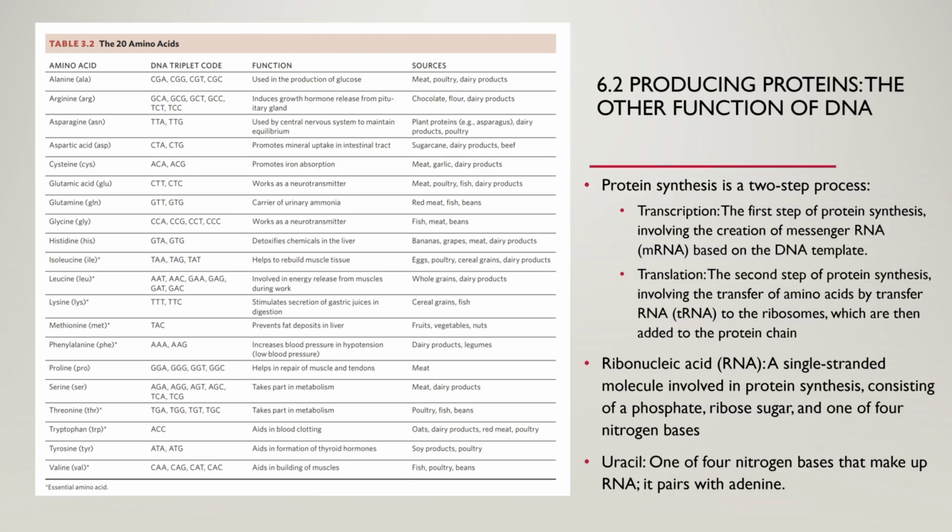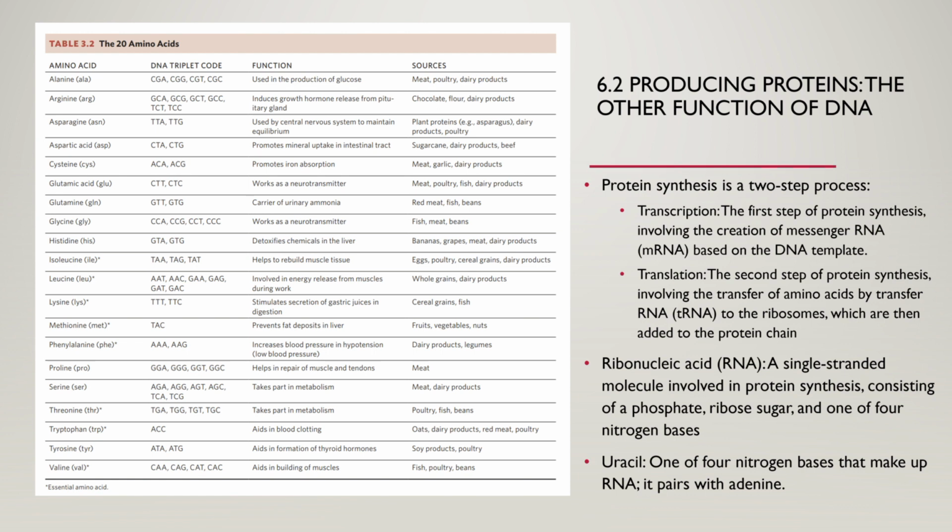Number 6, Part 2. Protein synthesis is a two-step process. The first step is transcription, which takes place mostly in the cell's nucleus and involves the creation of messenger RNA, mRNA, based on the DNA template. The second step is translation, which takes place in the cytoplasm and involves the transfer of amino acids by transfer RNA, tRNA, to the ribosomes, where they are then added to the protein chain.